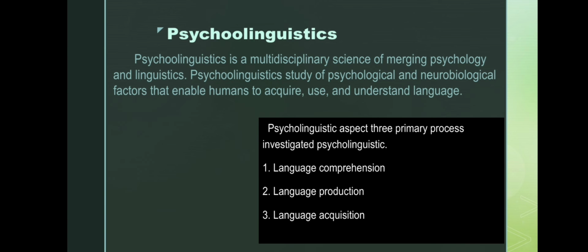Next, psycholinguistics. Psycholinguistics is a multidisciplinary science merging psychology and linguistics. Psycholinguistics is the study of psychological and neurobiological factors that enable humans to acquire, use, and understand language.